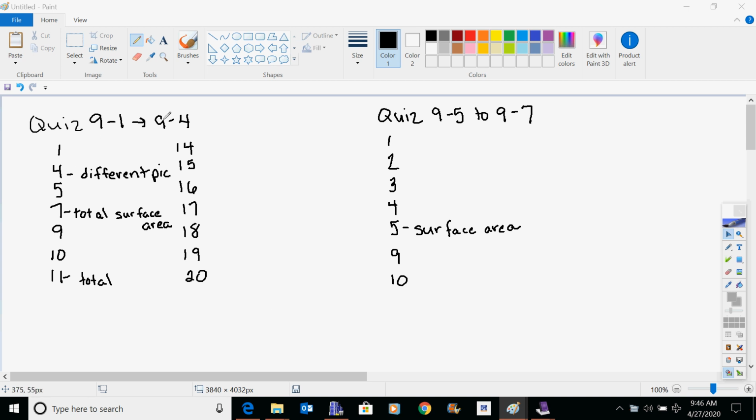Question 4 on quiz 9.1 to 9.4 will be a different picture to verify Euler's formula. And number 7 was one where you had to find the total surface area and the lateral surface area originally. On your test, it'll be just total surface area, and the same thing with question 11. On the second quiz, 9.5 to 9.7, once again, it's surface area only, not the volume as well for that problem.